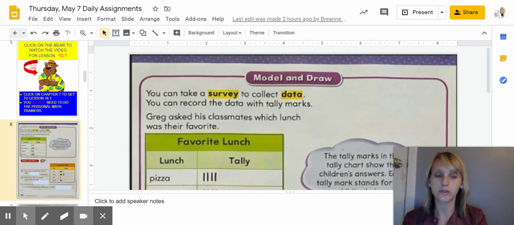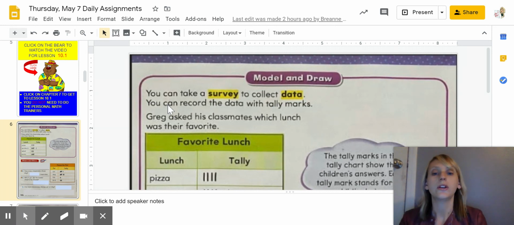We're going to start chapter 10, and we're going to be learning about how to collect data. We're going to see what it looks like to have a chart and sometimes graphs as well, and why it's easier to use that kind of material when we need to collect something called data. So let's read this really quick. This right here is slide 6 in your assignment.